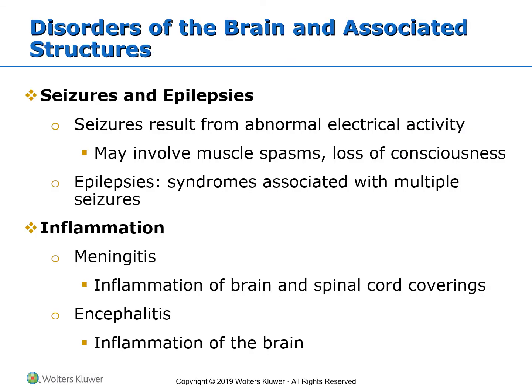There is a wide range of disorders of the brain and the associated structures, especially meninges, and we'll dip a little bit into each of those. We'll start with the seizures and epilepsies, and we need to define a seizure. A seizure is the result of abnormal electrical activity of the brain, and as a result of that, what we see on the outside is uncontrollable muscle contractions.